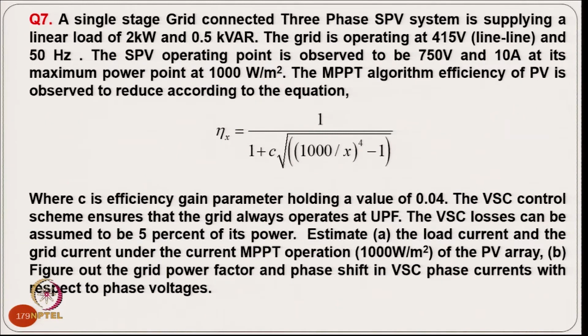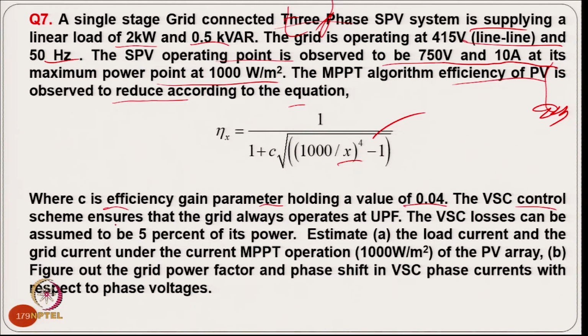Coming to the 7th example, a single stage grid connected 3-phase solar photovoltaic system is supplying a linear load of 2 kilowatt at 0.5 kVAr, and the grid is operating at 415 volt and 50 hertz. The solar PV is operating at 750 volt at 10 ampere, at the maximum power tracking of 1000 watt per meter square, and the MPPT efficiency of the PV array is observed to reduce according to this algorithm, where c is the efficiency gain parameter holding a value of 0.04.